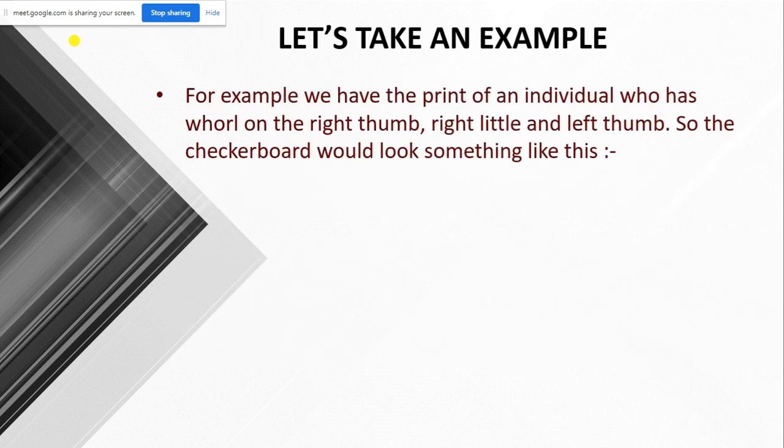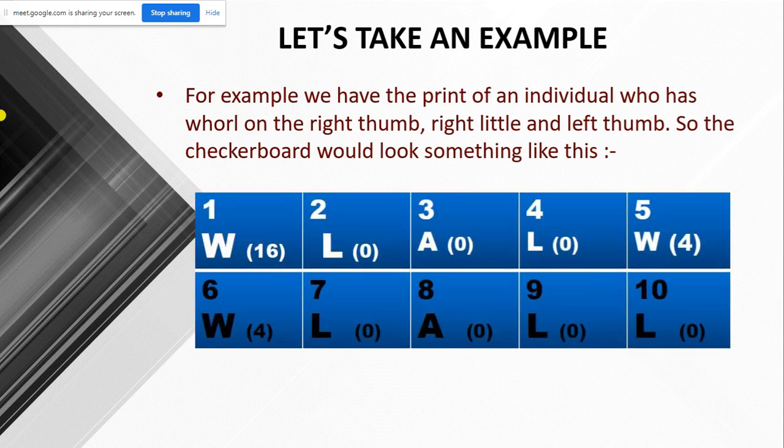So let's take another example. For example, we have a print of an individual who has whorls on the right thumb, right little, and the left thumb. So the checkerboard would look something like this. We have a W on the right thumb, a W on the right little, and a W on the left thumb. So this is an odd position, this is an odd position, but this is an even position.